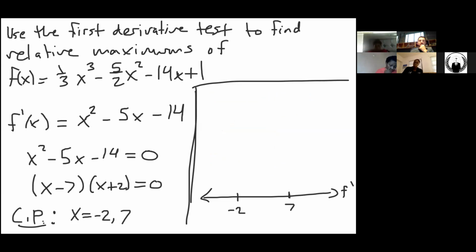I want to plug in a value less than -2 into my derivative just to figure out whether my derivative is positive or negative. So a nice easy choice would be -3, something to the left of -2. So if I plug in -3, this is -3 squared minus 5 times -3 minus 14. And you can finish this value out, but is it going to be a negative number or a positive number?